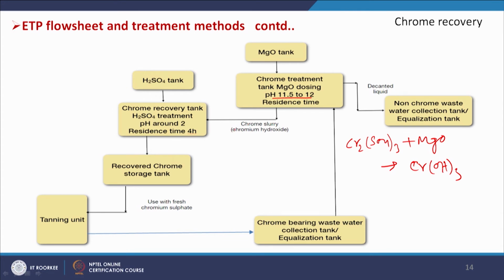So, this chromium hydroxide is coming here to the chrome recovery tank, where sulfuric acid is added. Then in this reaction chromium hydroxide is converted again to Cr2(SO4)3. Okay. So, that will be used for the recovered chrome storage tank, and this can be used for tanning purposes. And the supernatant is going to the non-chrome wastewater collection tank or equalization tank, and then it will be going to the primary clarifier.